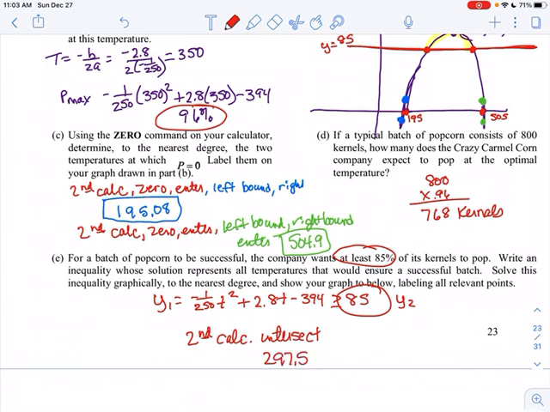Okay, and then I'm going to do it again, second calc, and I want my point of intersection, but let me come over to the other side. Okay, and I get 402.4. So I did it on either side of those points of intersection. So basically, it's 298, because I'm going to round it off, and 402. So if my temperature is between 298 and 402, I will get 85% of my kernels to pop. Okay, and that's it.